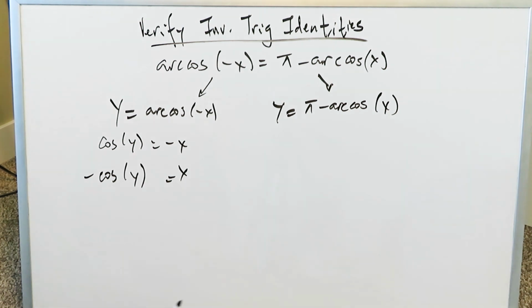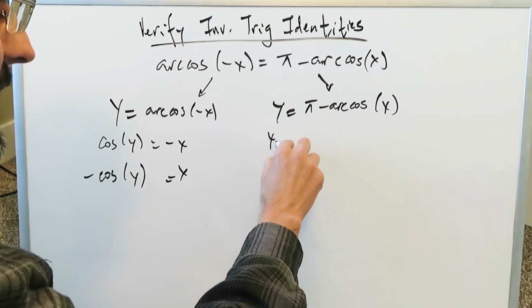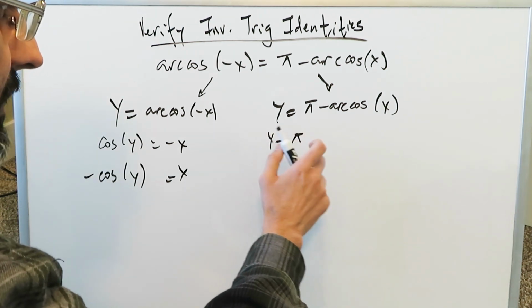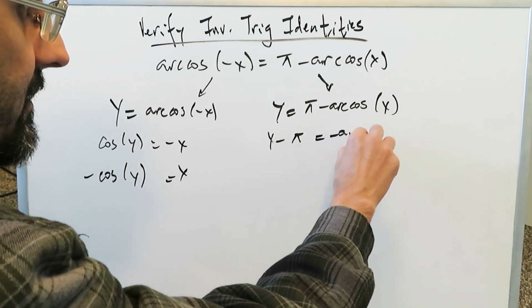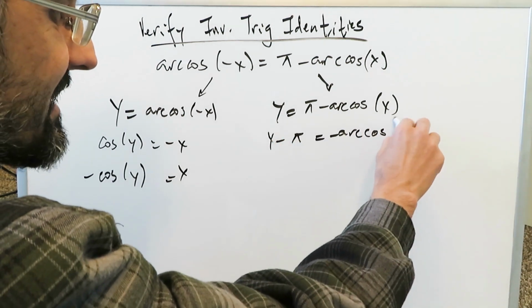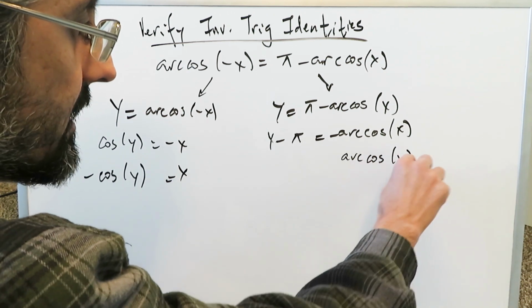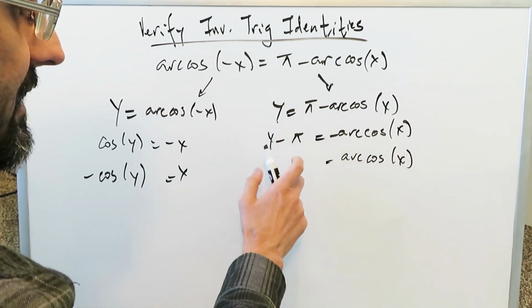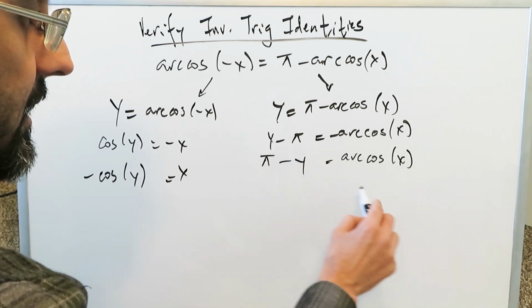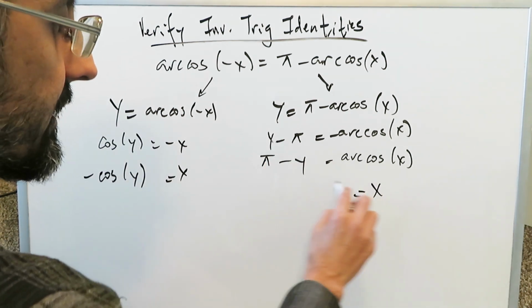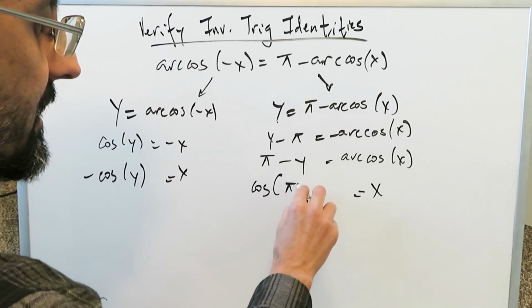What we can do over here, the pi coming on the other side, y minus pi, you'll see this y minus pi is equal to minus arc cosine x. Now take this minus on the other side, so you just have an inverse cosine or an arc cosine, and flip these around because the minus will impact them. You'll have pi minus y.